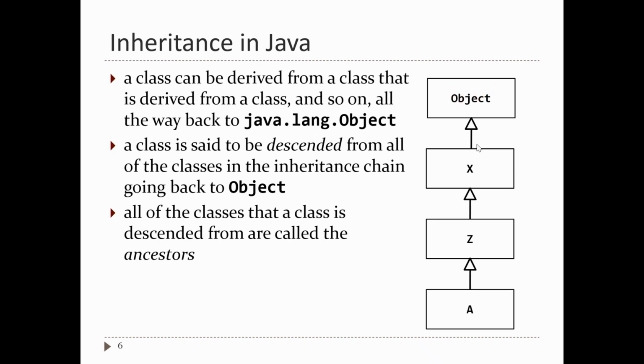So starting at Object, X is the subclass of Object. Z is the subclass of X, and A is the subclass of Z. The classes below Object, so A, Z, and X, we say they are descended from Object. Similarly, A and Z are descended from X, and A is descended from Z. All of the classes that a class is descended from are called the ancestors. So Object is the ancestor of every class in Java. X is the ancestor of Z and Z is the ancestor of A.